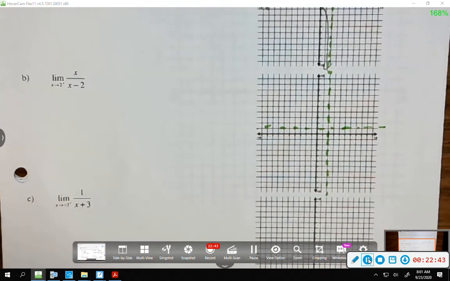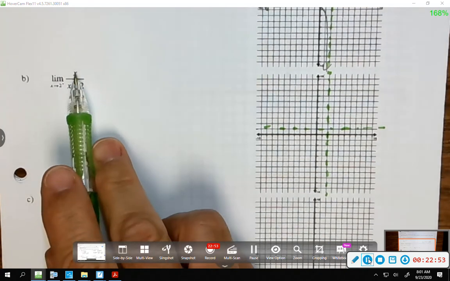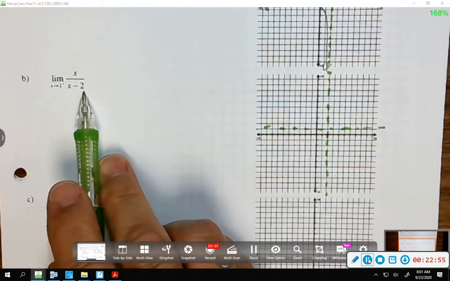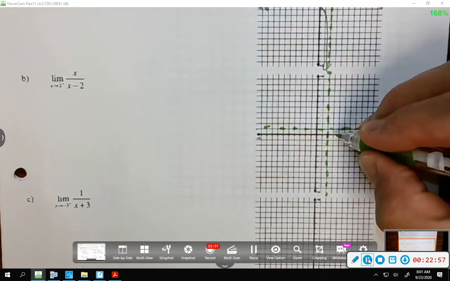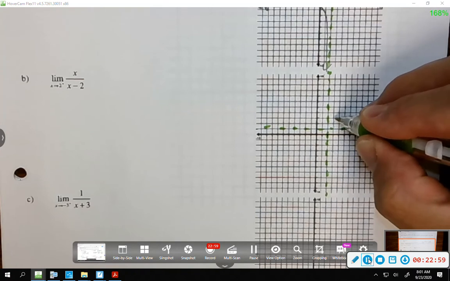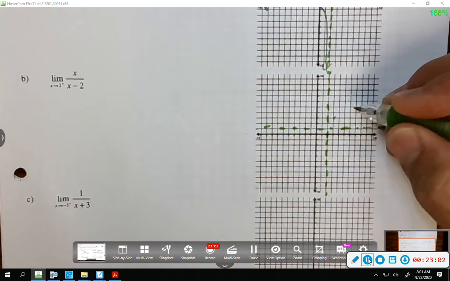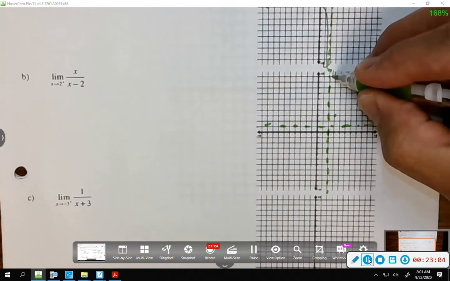Plug 1 point in. I always think it's easier to plug in the value to the right of the vertical asymptote. So if I plug 3 in for x, right here, 3 over 1 is 3. So if I go to the right 3, I'm going up 1, 2, 3. That is enough for me to know that this picture is going to look like this.